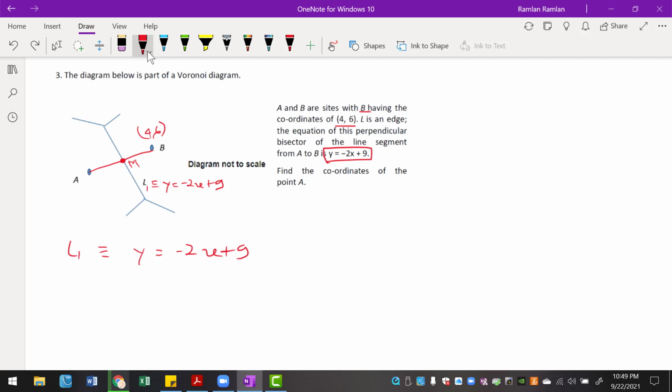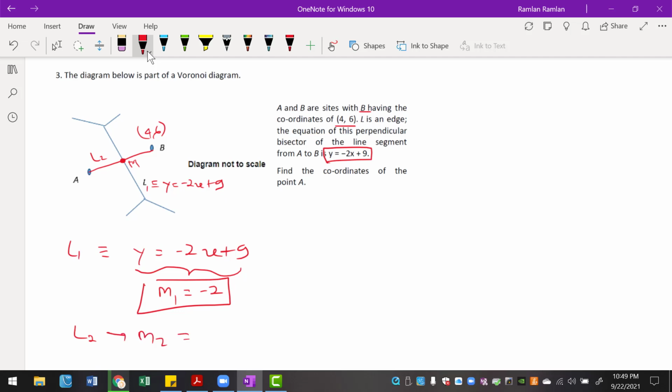Let's remember that we can find the gradient of a line if we know the gradient of another line that is perpendicular to it. So let's write down the information here. This line L1 has a gradient M1 equal to minus 2. We just take it from here because this is the gradient and y-intercept form. Line AB, I'm going to write as line 2, has a gradient of M2.